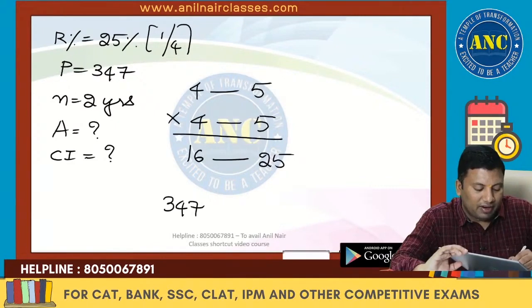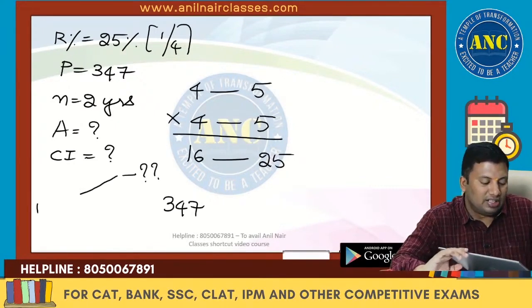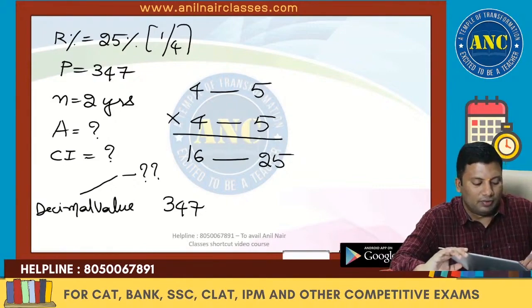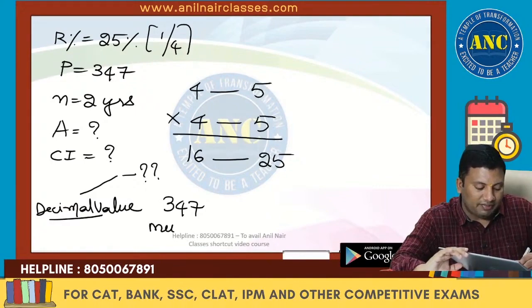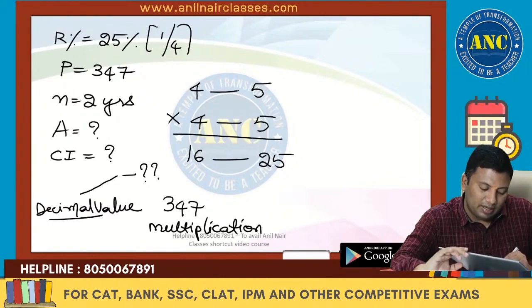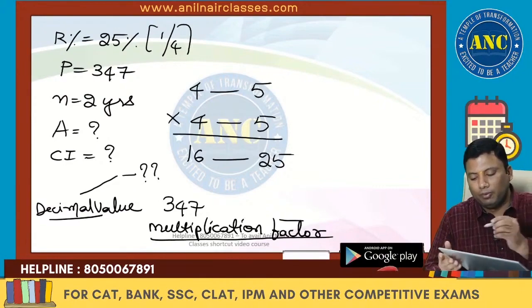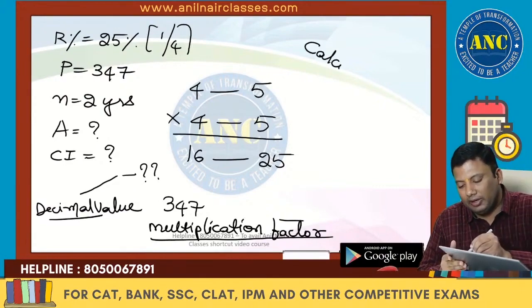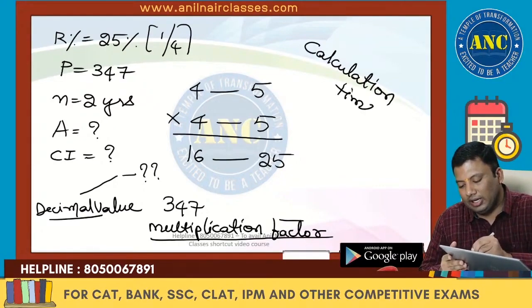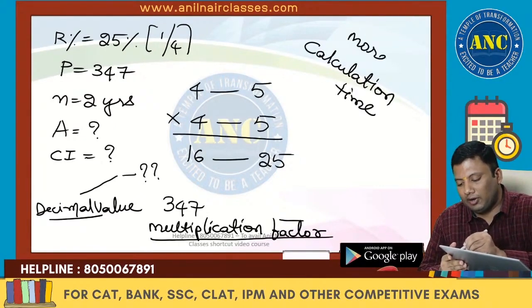16 and 347. Finding this multiplication factor, it is in decimal value. Anything which is in decimal value, the calculation time will be more. I hope you are all there with me. So this will take a little bit more calculation time.